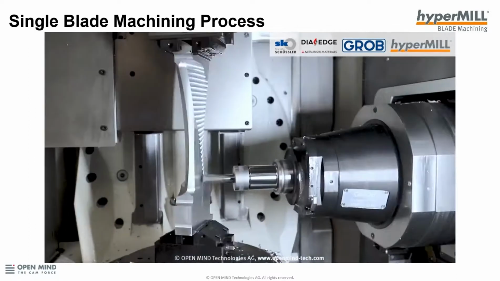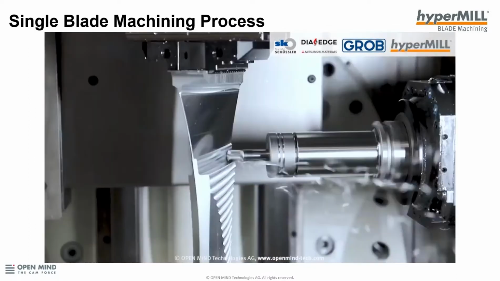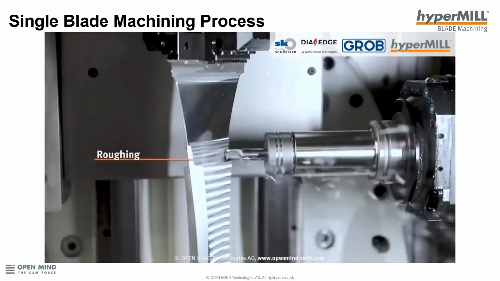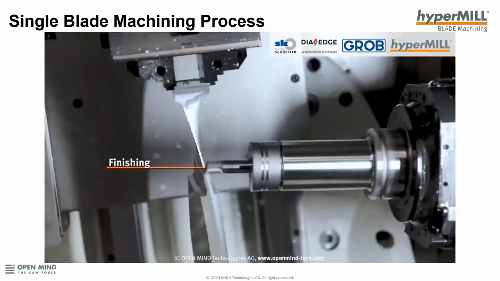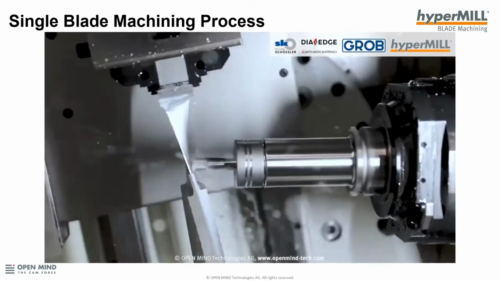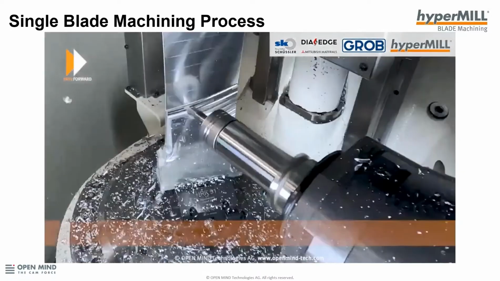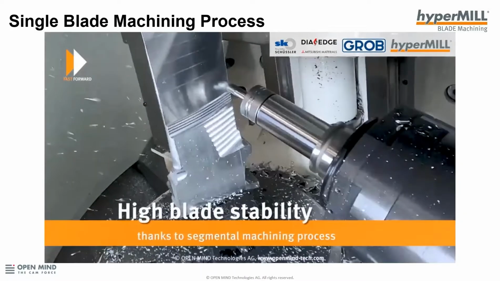Single blades, as we know, have very thin profiles, so deflection is quite a common issue. But for HyperMILL, this issue can be very easily addressed. There's roughing that shows a high material removal rate, and to get to a near net shape of the blade, as you can see in this video.